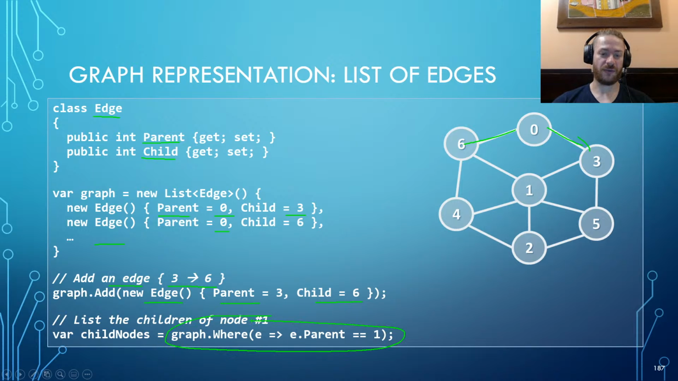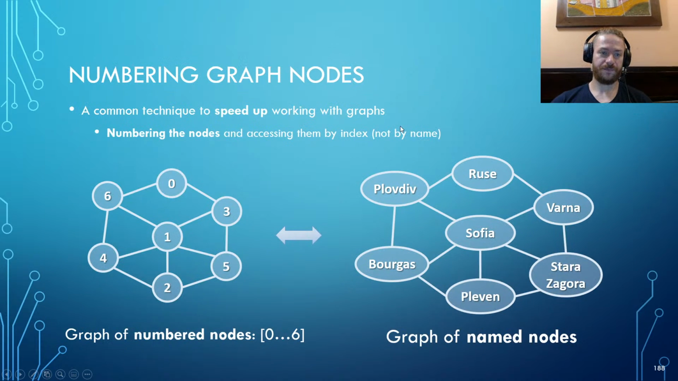Searching is done through links. That's more of an object-oriented approach. We may also number graph nodes. This way we'll speed up working with graphs. For example, we may say Ruse equals 0, Plovdiv equals 6, Sofia equals 1, and so on. And this way it will be easier for us.